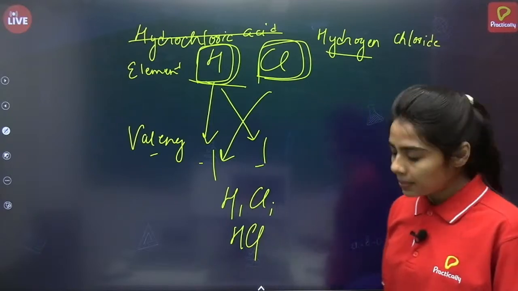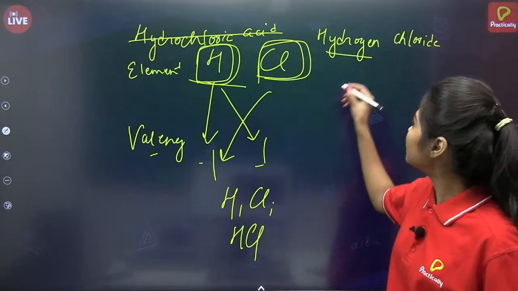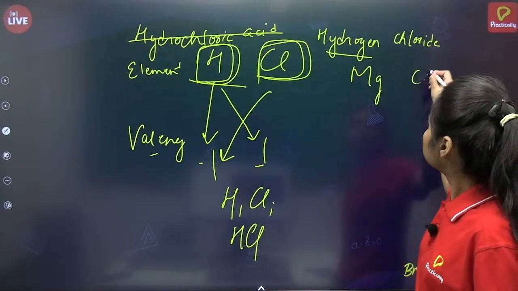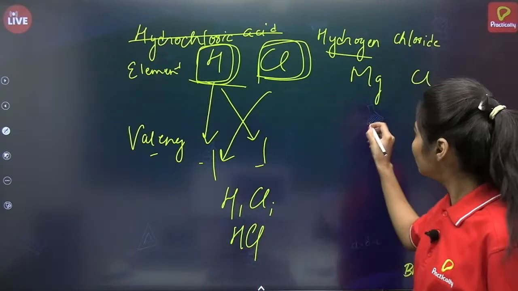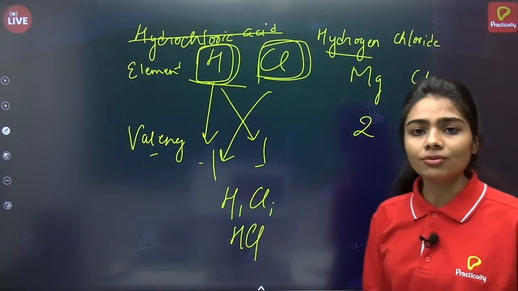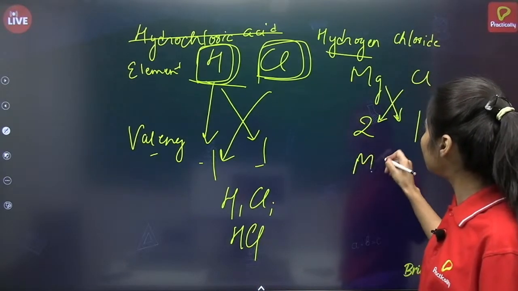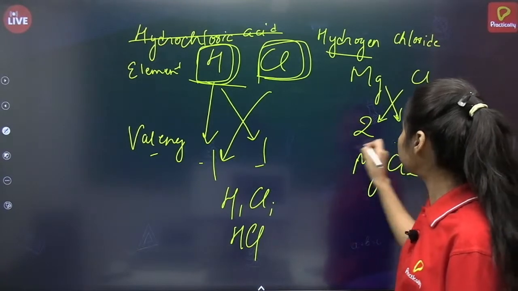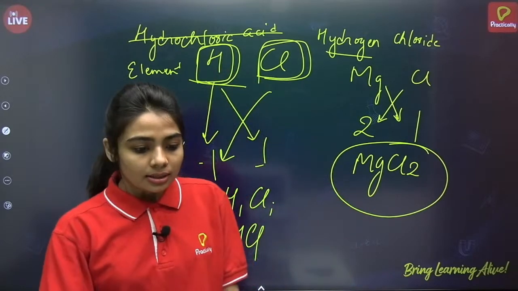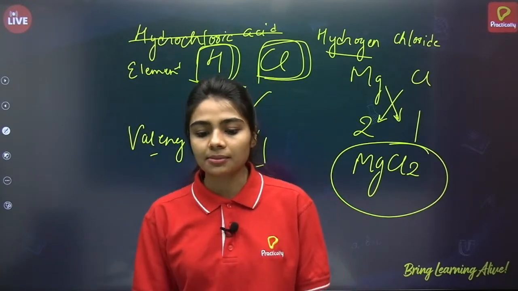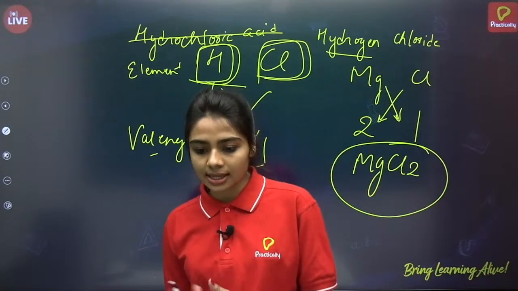The next example is magnesium chloride. Now magnesium has a valency of 2. Chlorine has a valency of 1. Now I have cross multiplied it, and I will get MgCl2. This is the chemical formula for magnesium chloride. Is this clear or not? Tell me. If it is not clear, then I will repeat it once again.